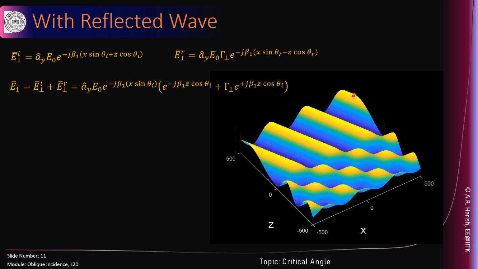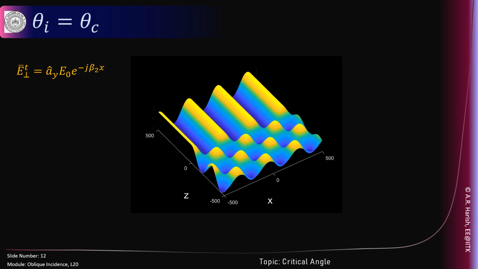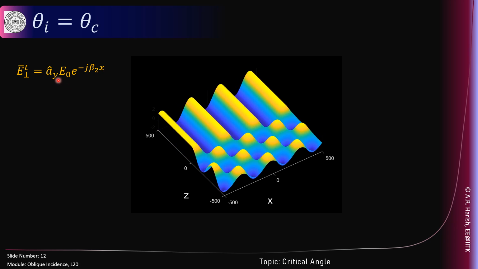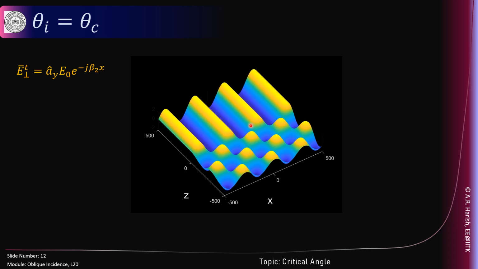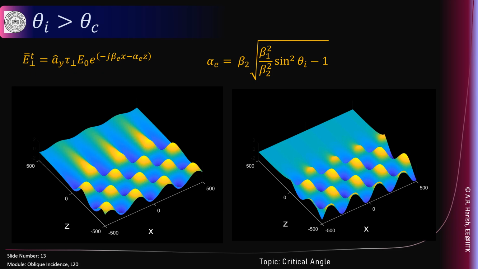Of course, the transmitted wave will propagate at some angle. It's fine. Now, what happens when theta I is equal to theta c? We see that the transmitted wave is propagating in the x direction, which is this direction, and it is a uniform plane wave. Therefore, in the z direction, there is no attenuation, and a plane wavefront can be observed. If the angle is slightly greater than theta c, then we see that the attenuation has a certain value. It is decaying as it propagates in the z direction.